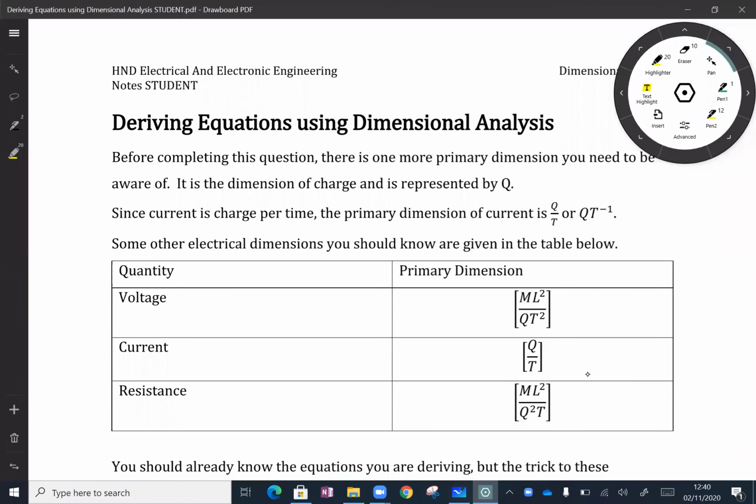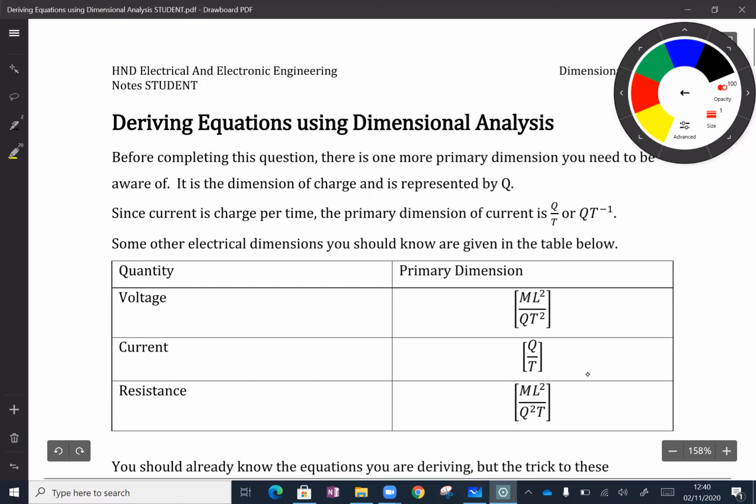So for your assignment, question 2 is a merit question on dimensional analysis, deriving equations. The full set of notes will be up with all these examples filled in, but this recording just talks you through it.